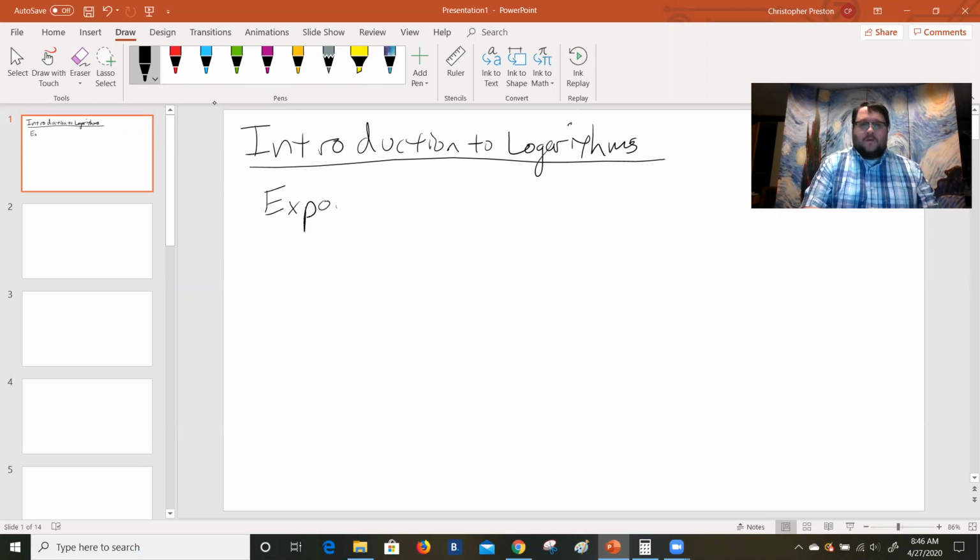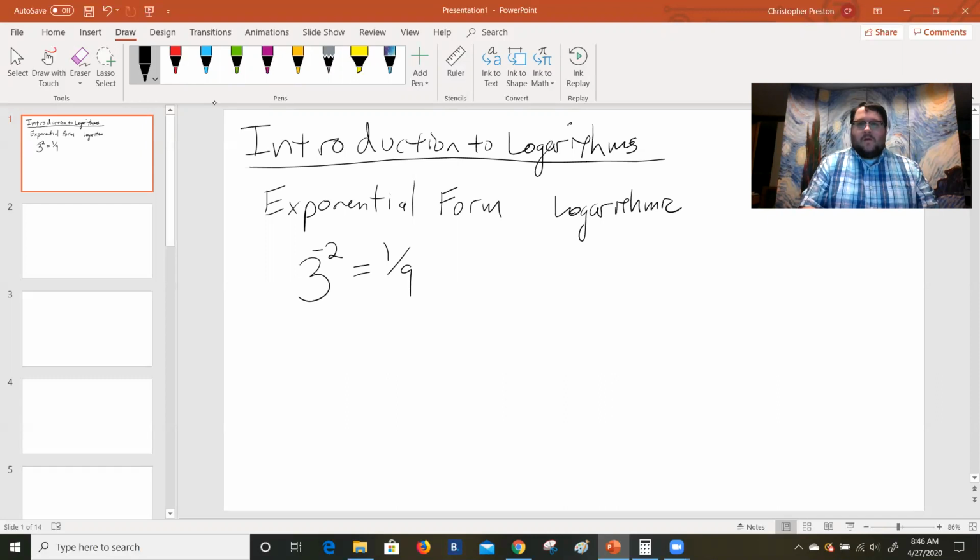So we have what we call exponential form, which is what we're more used to. So say 3 to the negative second power equals 1 over 9. In logarithmic form, that would look like log base 3 of 1/9 equals -2.